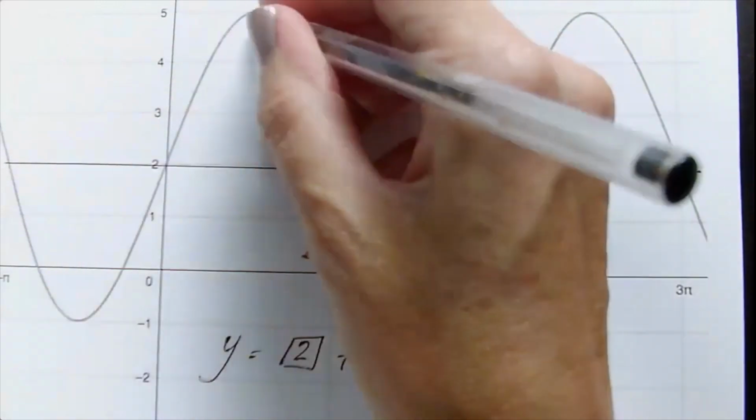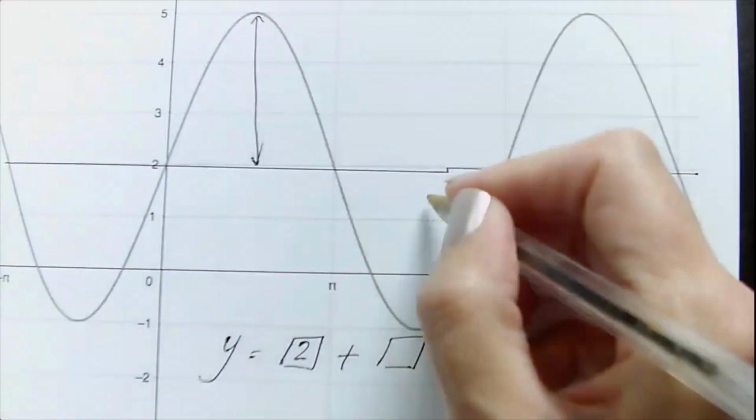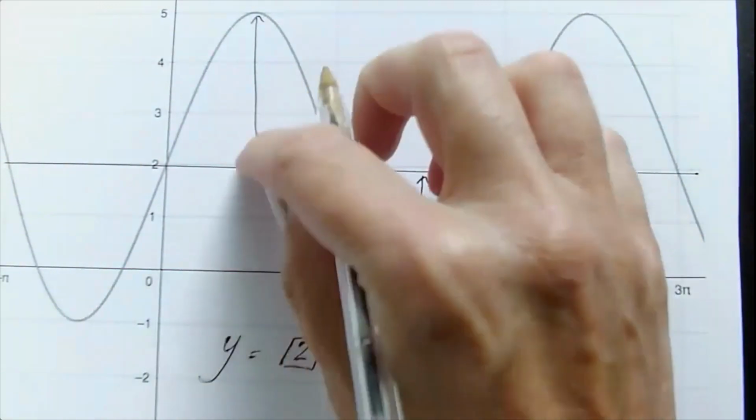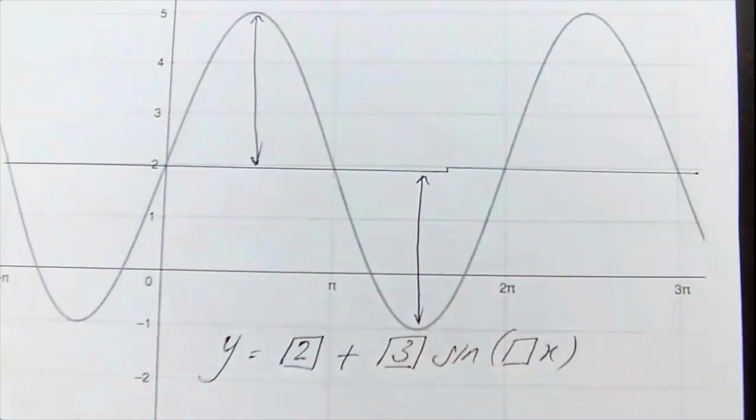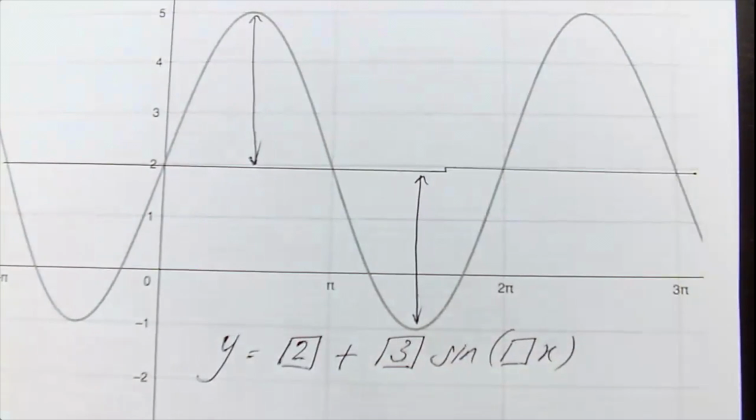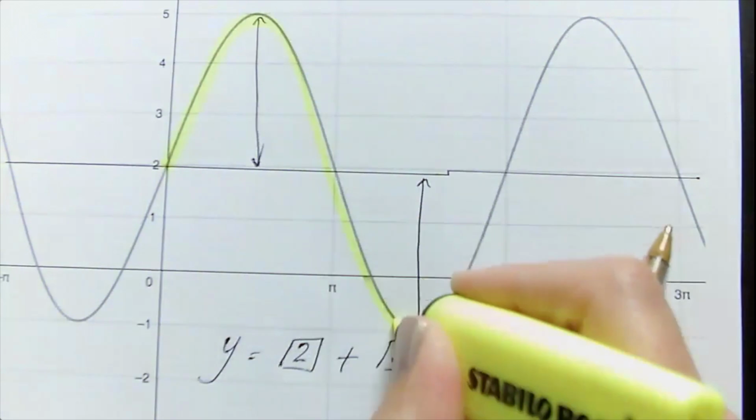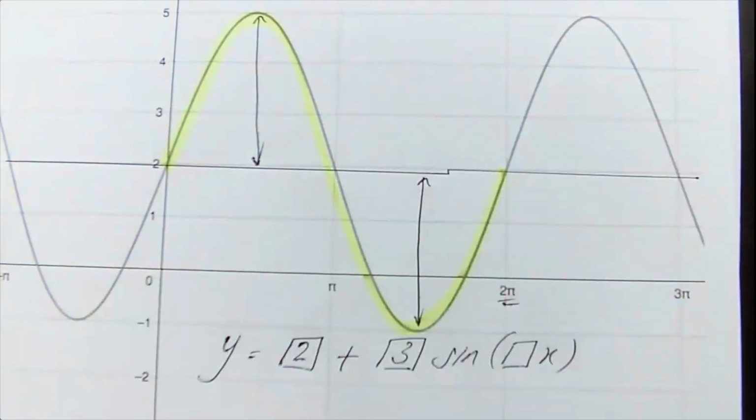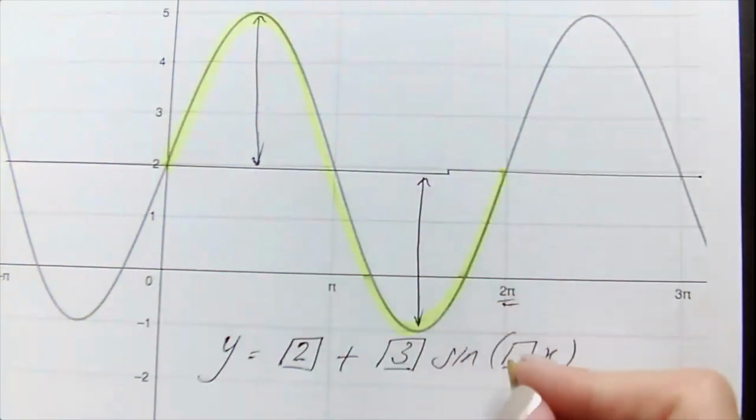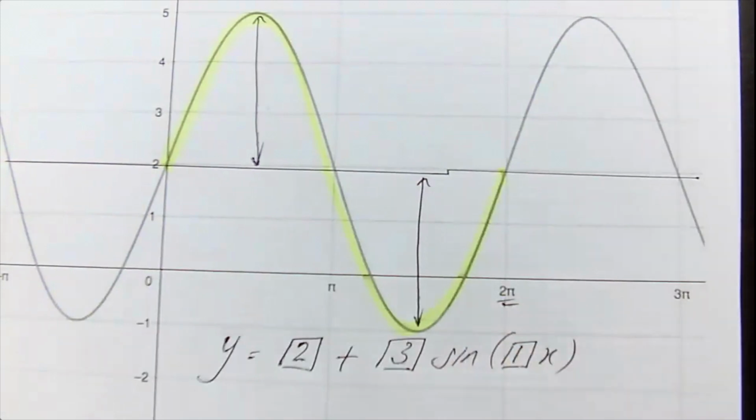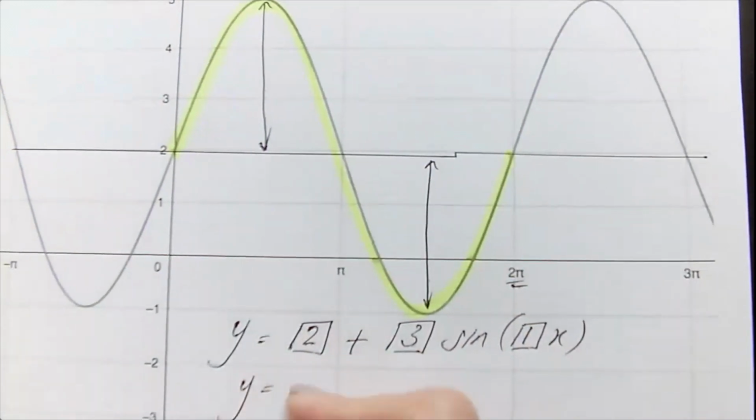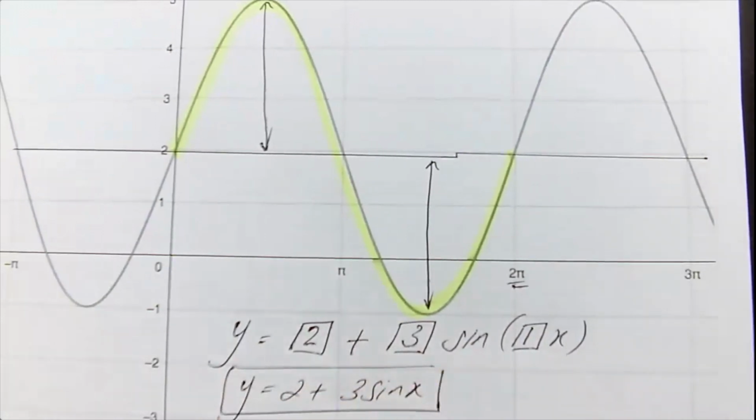So there we go, amplitude. What's that distance? We have, of course, 3, the distance between the midline, the max and min. And then we want to analyze the period, and that horizontal backwards S shape, there's only one of them in the original period 2 pi. So that means that C value is 1. So this is y equals 2 plus 3 sine x, that function there.